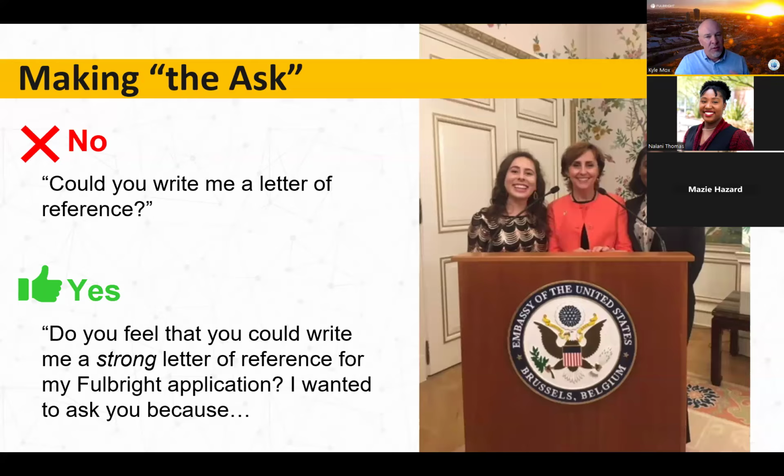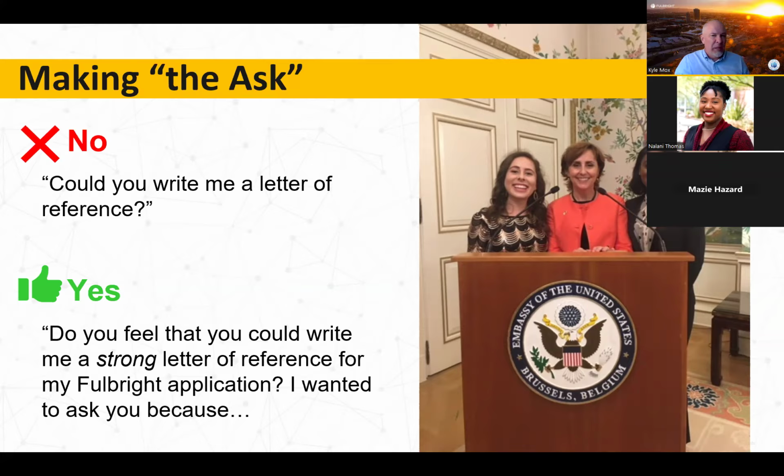What we would rather do is put some contour to that question. It's like, "Do you feel that you could write me a strong letter of reference for my Fulbright application? I wanted to ask you because..." That does a couple of things, right? One, it gives them an out. And you might wonder, why would I want to give them an out here? I'm trying to get a letter from them.